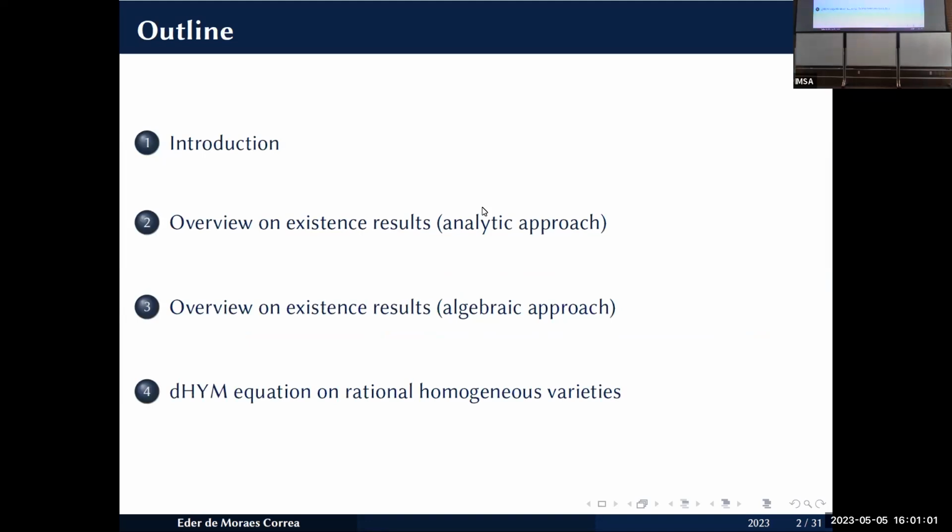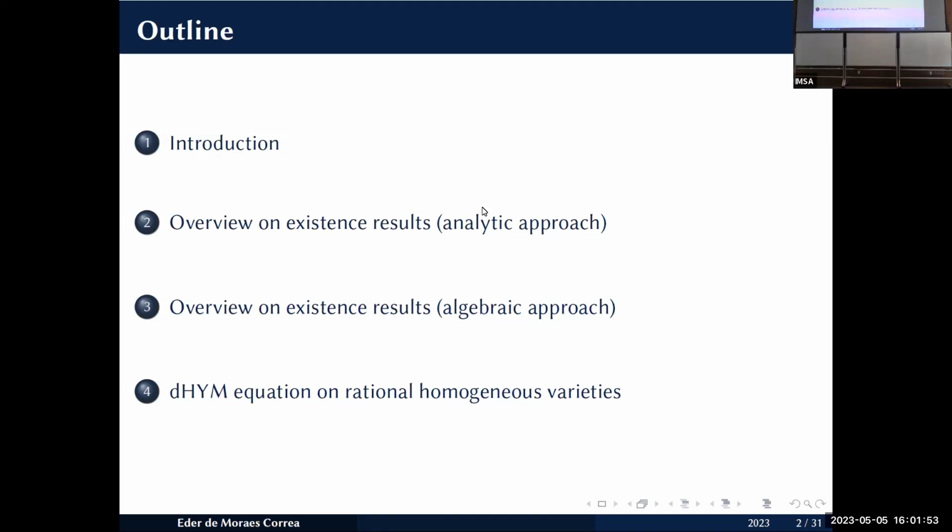Okay, so the plan for the talk is the following. I will start by giving some motivations and talking about some conjectures in a quite general way, and then I'm going to give an overview of some existence results following two directions. One of them is the analytic approach, and the other is a more algebraic approach. And then I will talk about the particular case of homogeneous varieties. The basic idea is trying to use some tools from representation theory, some symmetry actions of groups, in order to simplify some problems which we had in the more general setting, right?